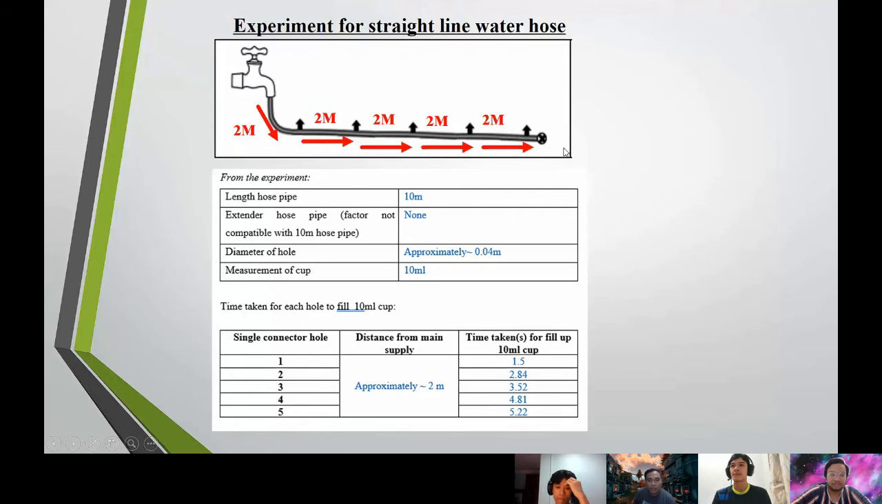And for the time taken, we can see that the further the distance from the main supply, the more it will increase the time taken to fill up the 10 millimeter cup. We can see that for single connector hole 1, it takes 1.5 seconds to fill up the 10 millimeter cup, and it will increase the time taken until we reach single connector hole 5.